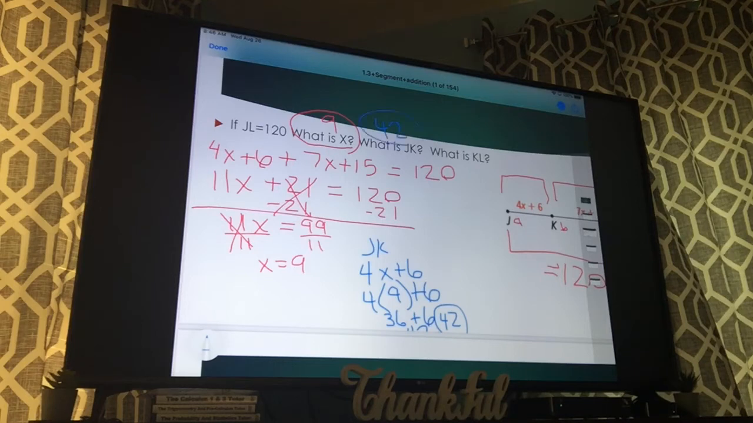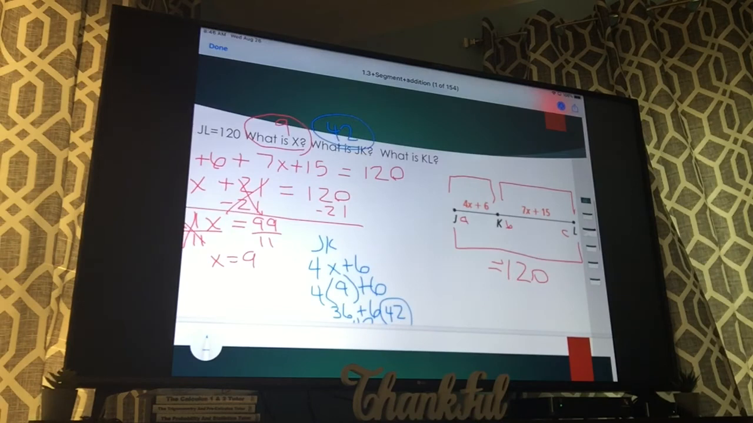And I'm going to write that above the JK. And we're going to do the same thing with KL. Well, KL equals 7x plus 15. So we need to plug in our x. Our x value is 9. So you got 7 times 9 plus 15, which is 63 plus 15, is 78. Okay, so KL is 78.